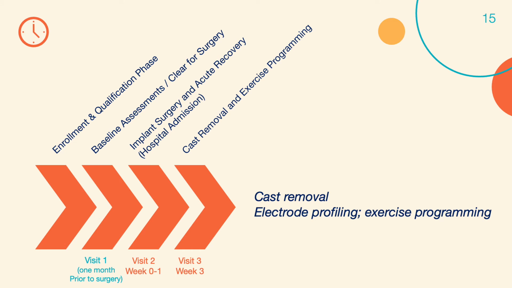Study Visit 3. Visit 3 takes place at 3 weeks post-surgery in Cleveland. During this visit, the cast is removed and the NNP is activated for the first time since implantation. The goals of this visit are to assess the responses of the stimulating and recording electrodes, a process which we call electrode profiling, and program an exercise regimen to strengthen the implanted muscles. More details about this process are provided in Module 13. The length of this visit will be approximately 2 to 3 days.